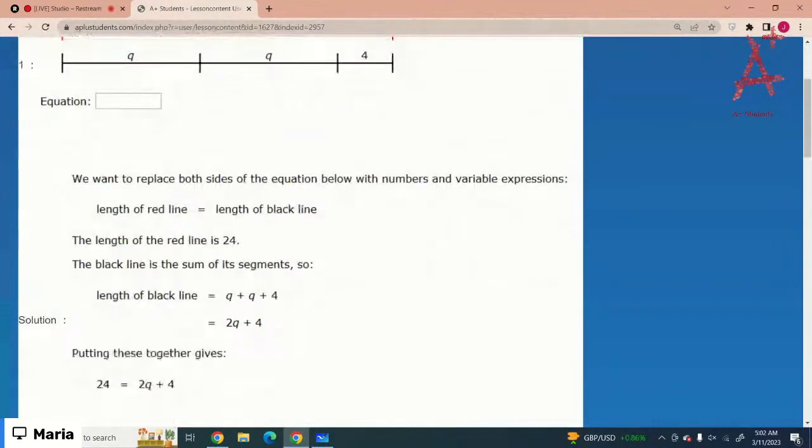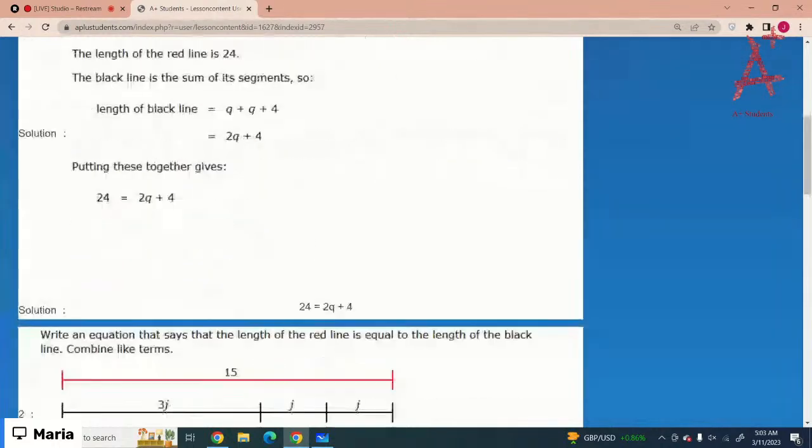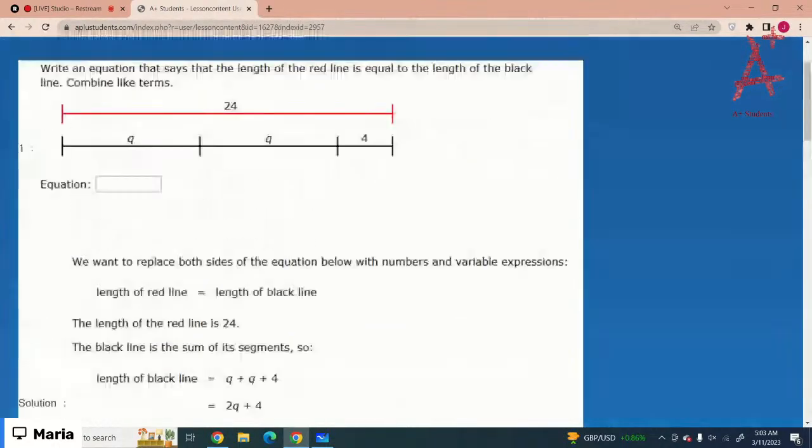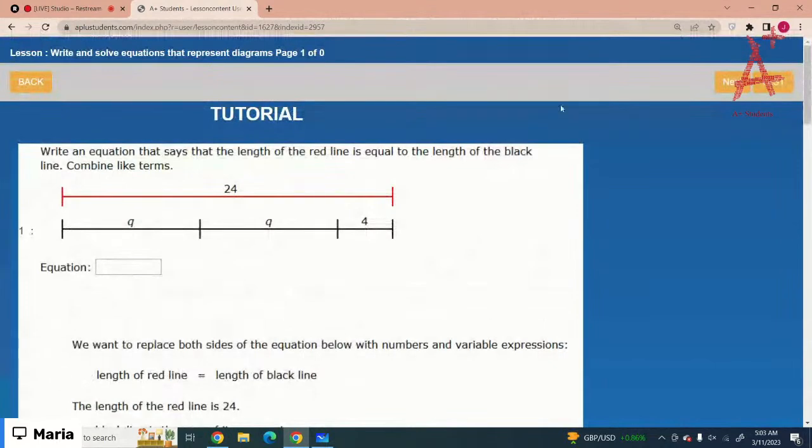So you have to collect the like terms. Q and q are the like terms. They have the same variables. Just add them. Q plus q equals 2q. So it would be 2q plus 4 equals 24. Got it? Let's start with the test questions.